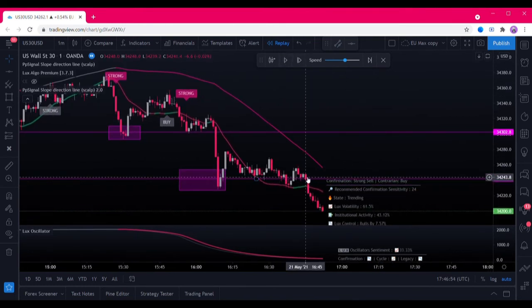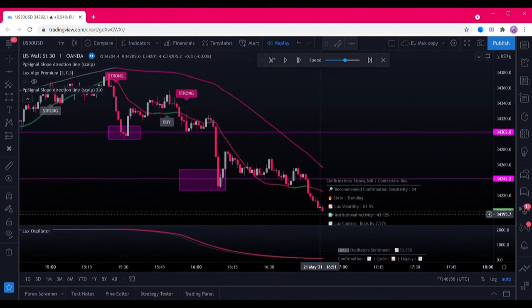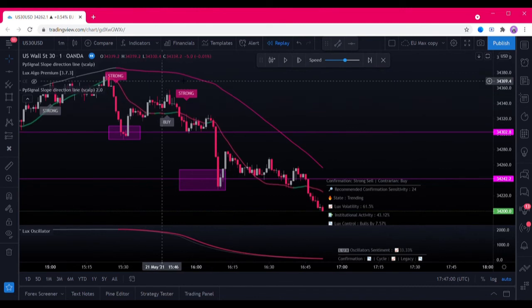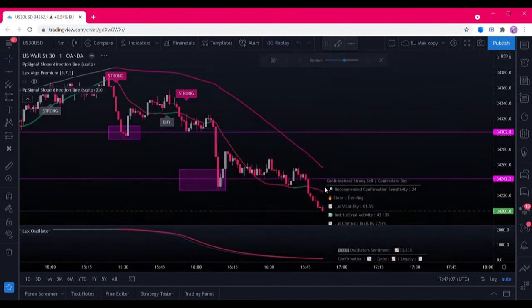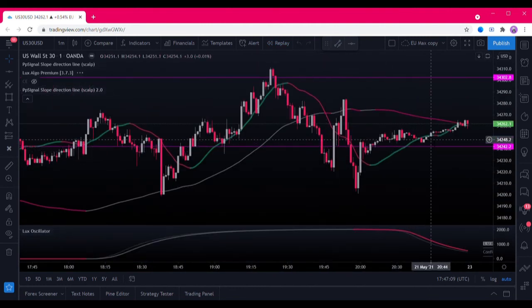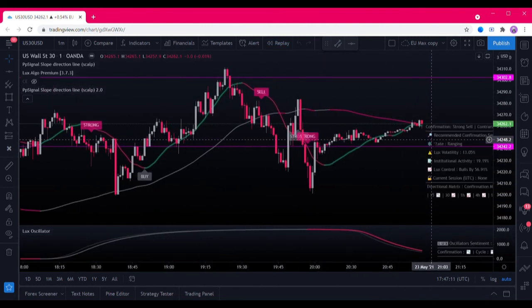Now, even though this is a good win right here, we're not going to get in that. Why? Because Lux did not send us a signal. Only time you will enter trades is when Lux sends a complete signal. Now, I'm going to exit replay mode. Like I said, me and him have been working on a strategy for a while.